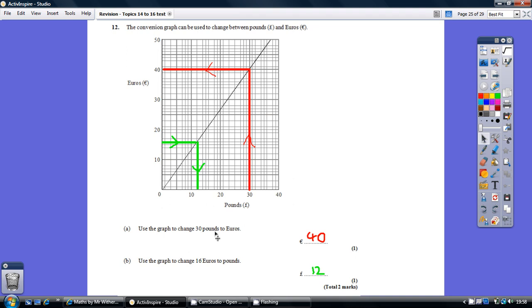So change £30 to euros, so find £30, checking you're going from pounds. So up from 30 and across, it's about 40. Use the graph to change 16 euros to pounds, so it's euros to start with. Here's the euros. Find 16, across and down, and take a reading.